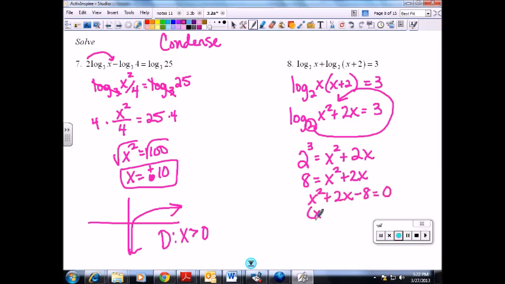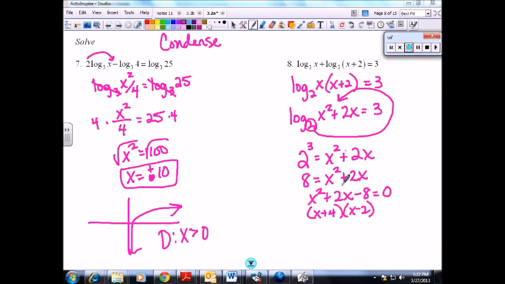So that would be x plus 4 and x minus 2. I get x equals negative 4 and x equals 2. I throw this one away because it's negative, and if I put a negative in here, I'll be taking the log of a negative number, so I get x equals 2.